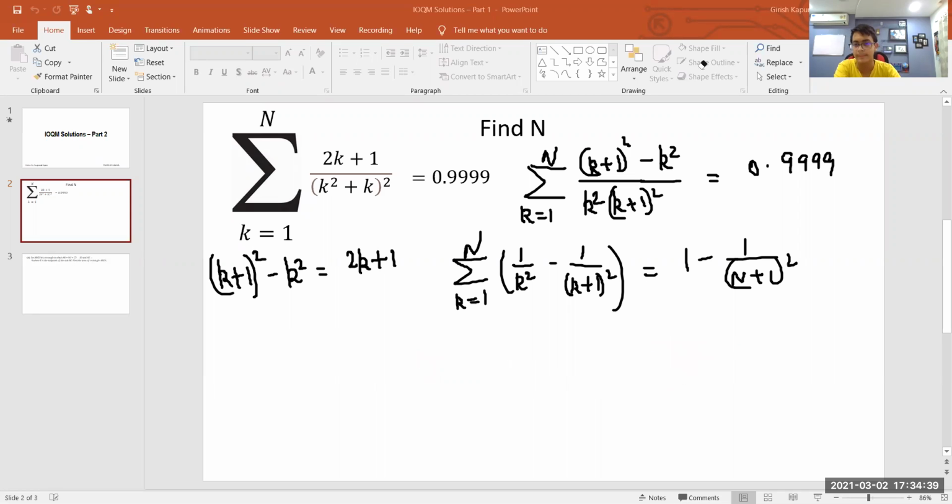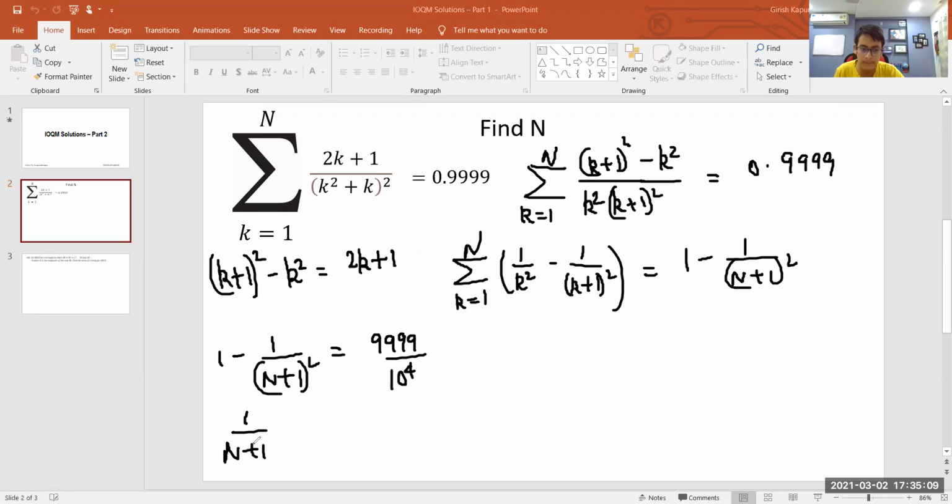So now let's solve this very easily. Let's finish the problem. Now we figured out that this sum is 1 minus 1 over (n plus 1) whole square, and so let's just equate that to 0.9999, and I'm going to write that as 9999 over 10 power 4, as I obviously have to find an integer value of n, so why not write the denominator as a square.